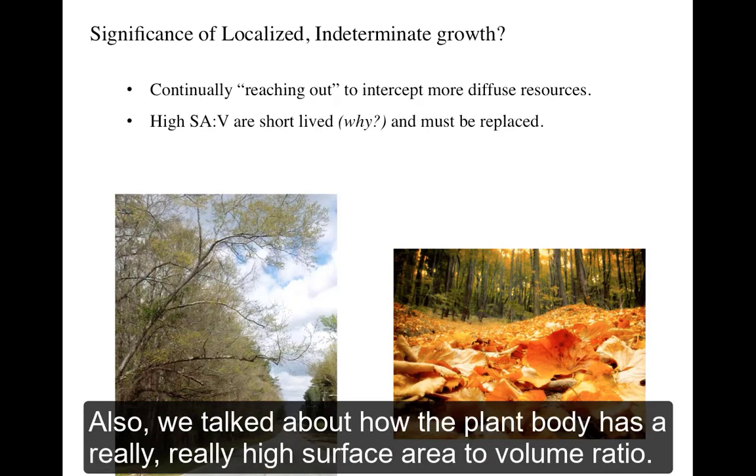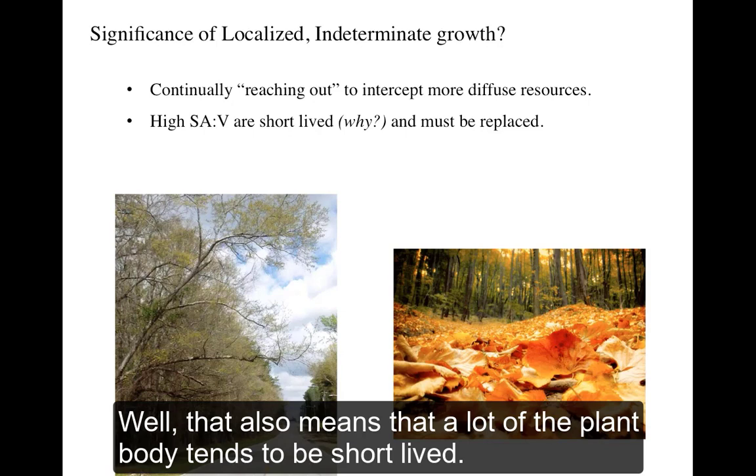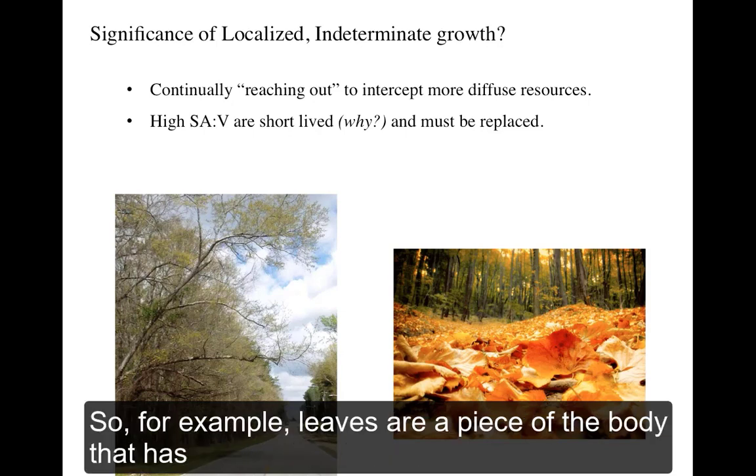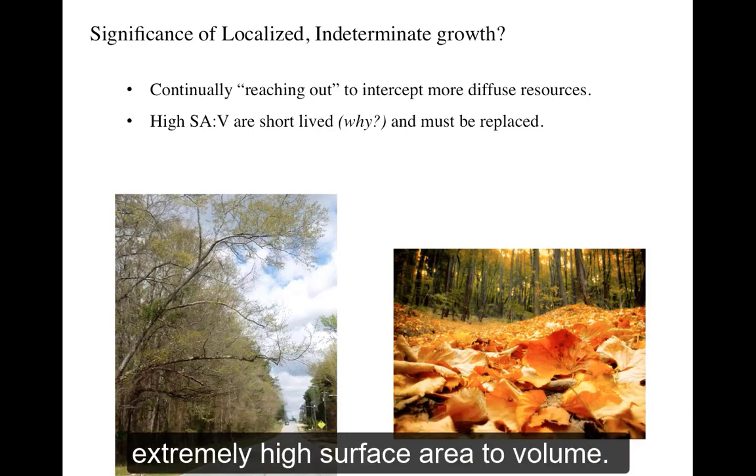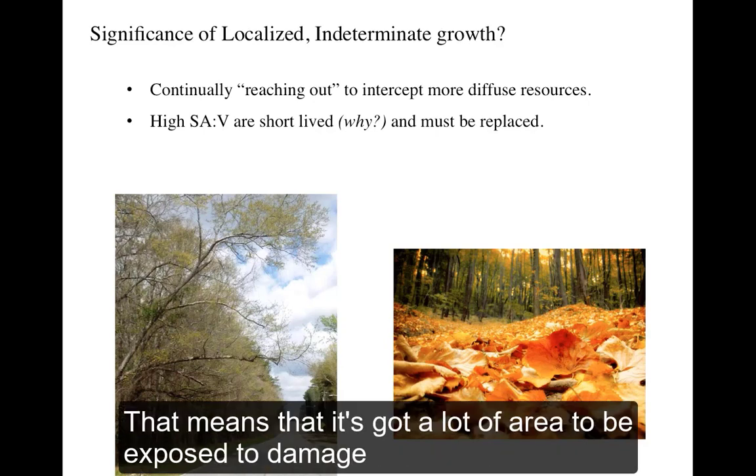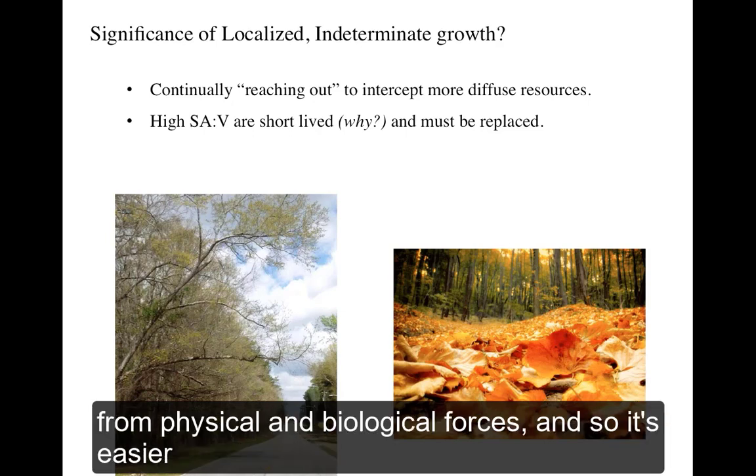Also, we've talked about how the plant body has a really, really high surface area to volume ratio. Well, that also means that a lot of the plant body tends to be short-lived. So, for example, leaves are a piece of the body that has extremely high surface area to volume. That means that it's got a lot of area to be exposed to damage from physical and biological forces.